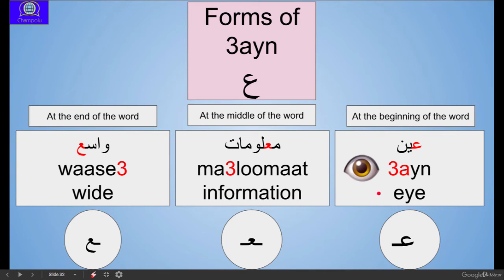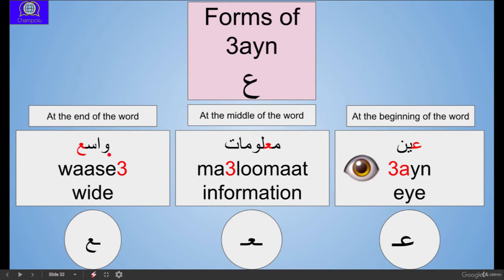Let's take some examples. For a word like ayn, which, interestingly enough, means eye. So the name of the letter is ayn, and this word means eye. And in this word, the letter ayn is at the beginning, so it takes the initial form. And in a word like ma'lumat, which means information, you'll find that the letter ayn is in the middle, so it takes this medial shape.